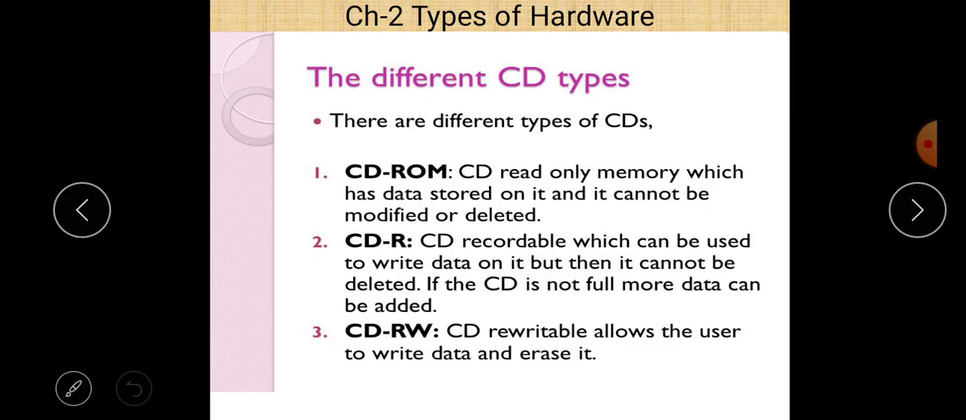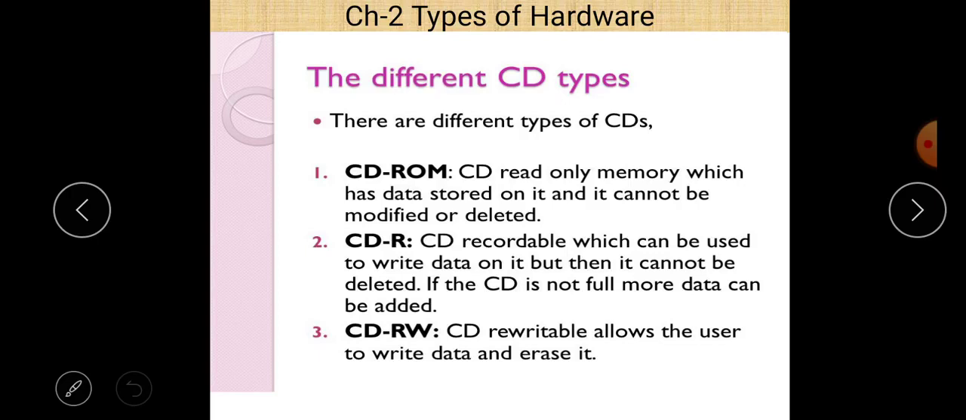CD-ROM, CD read-only memory, has data stored on it and it cannot be modified or deleted. In CD-R, CD recordable, you can write data on it, but then it cannot be deleted. So you can write data only once, and if the CD is not full, more data can be added.